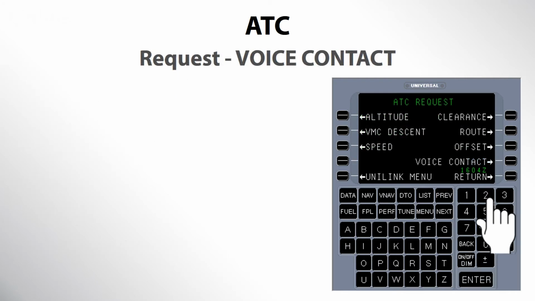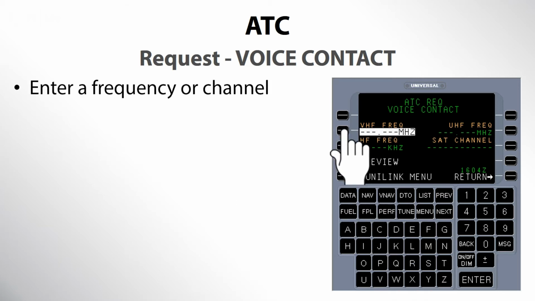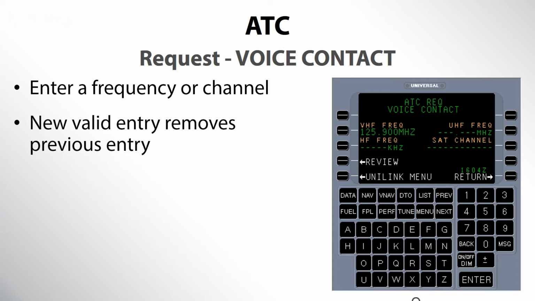The ATC Request Voice Contact page is used to request voice communications with ATC on a specific frequency or channel. To make a voice contact request, press the associated line select key for VHF, HF, UHF, or SAT and enter the appropriate frequency or channel. A valid entry at any of the line select keys will invalidate or remove the entry at any other line select key made previously. Press Review.